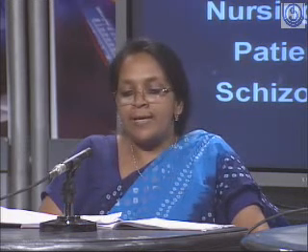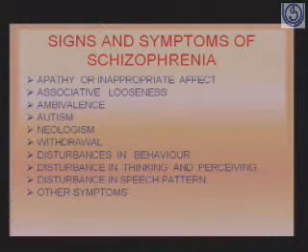Then second is disturbance in thinking and perceiving. Perceptual disorders, you know, there are two types of perception disorders, illusion and hallucination, and we have already explained that hallucinations are commonly seen in schizophrenic patients. Then disturbance in thinking, the first one is associative looseness, which we have discussed in the 4A's also, that there are no connections between the ideas expressed by the patient. Then there are delusions.